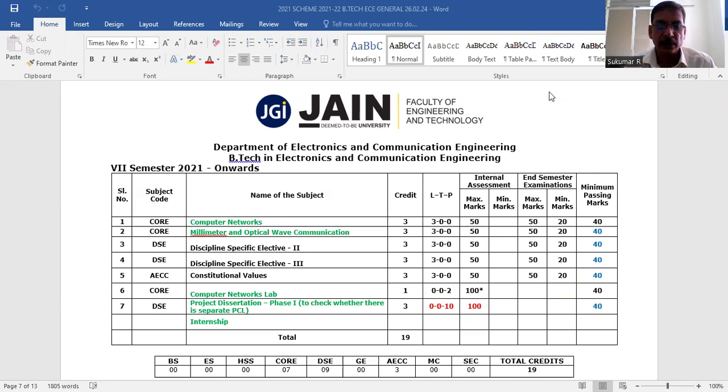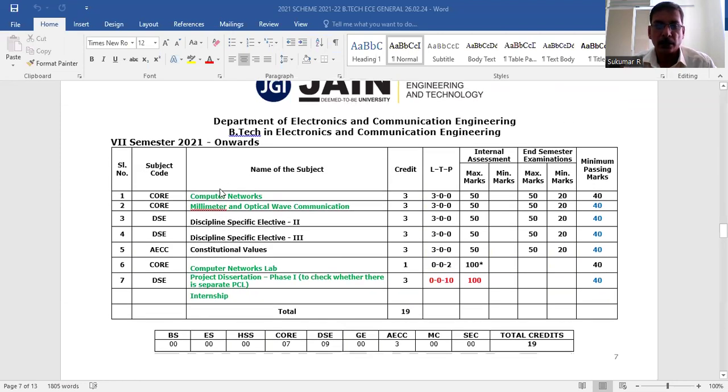So in this session, I just wanted to give you some introduction about the seventh semester courses. You have three types of courses in the seventh semester: core courses, department-specific electives, and also ability enhancement core courses. We can see in the background the number of courses that are listed in the course curriculum.